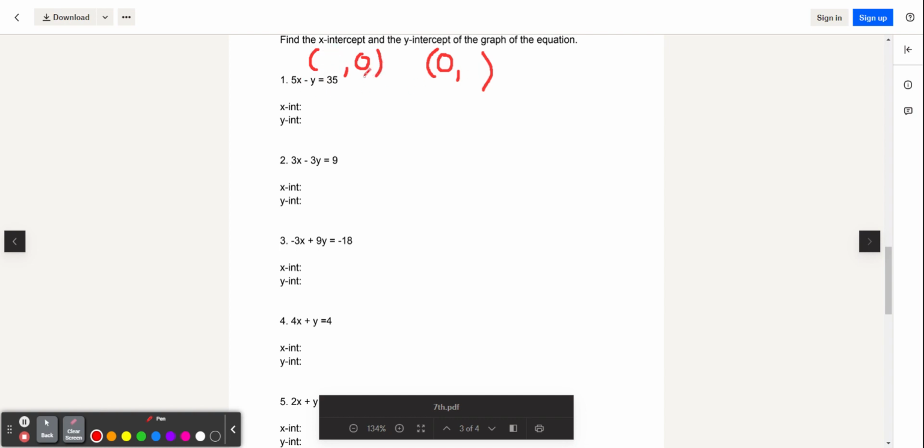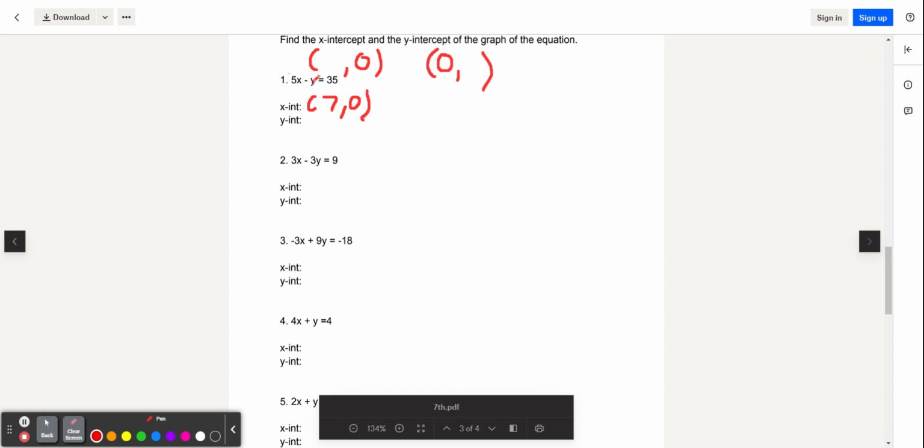For the x-intercept, we plug in 0 for y. Then we're just left with 5x equals 35. Divide both sides by 5 to get x equals 7. So the x-intercept would be 7, 0.